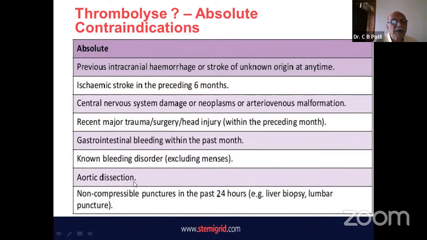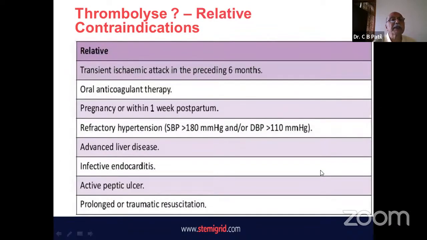Aortic dissection: when there is a BP difference between both the upper limbs or upper limb and lower limb, then you should suspect aortic dissection in a hypertensive individual if there is no ST elevation in the ECG. And non-compressible punctures in the past 24 hours, like having done a liver biopsy or a lumbar puncture. So these are all absolute contraindications.